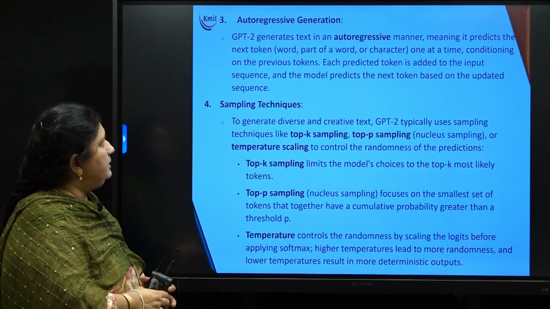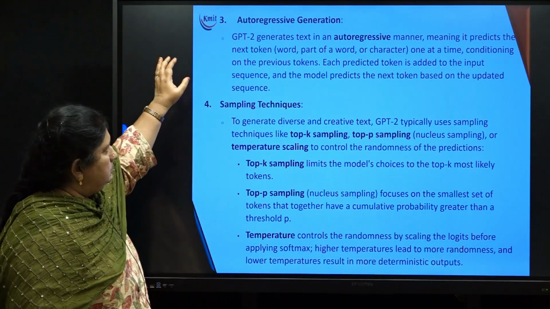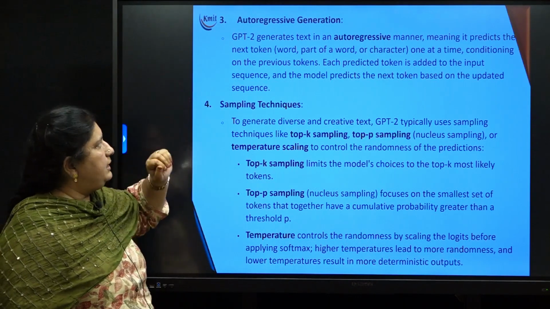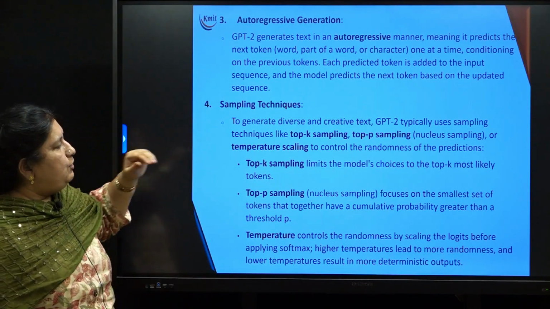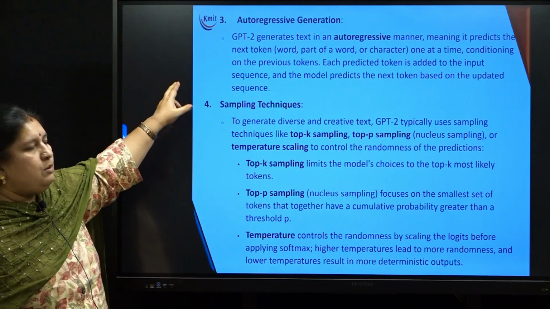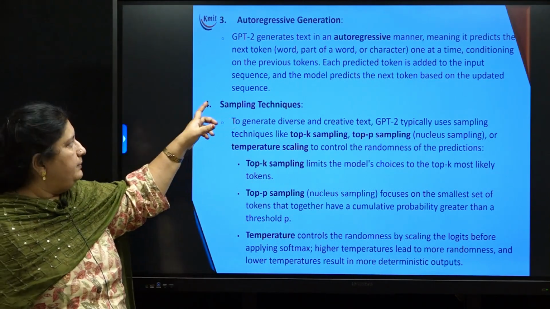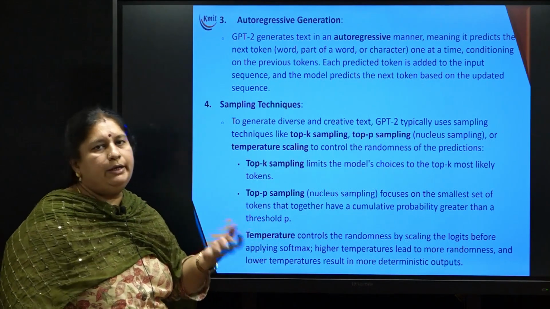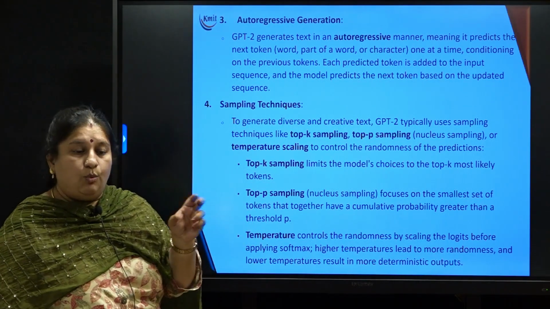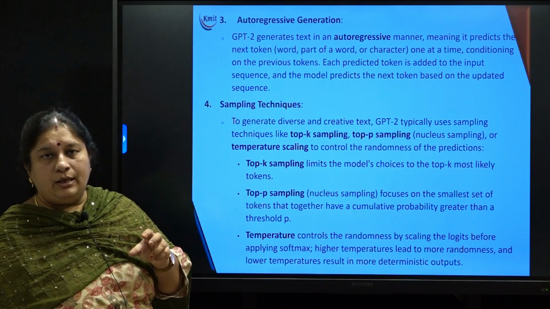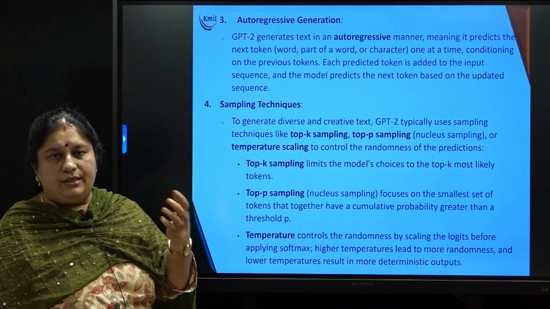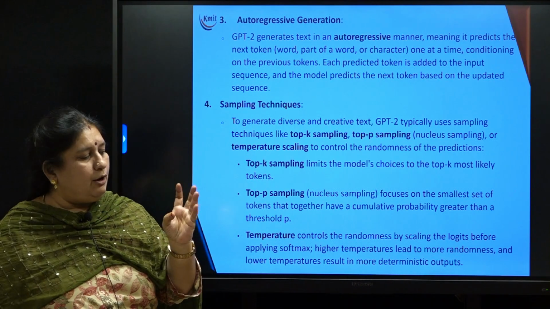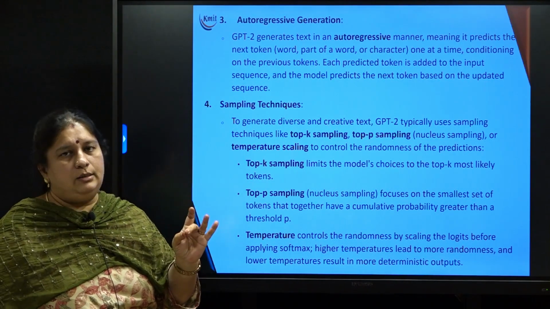What is autoregressive generation? It generates the text in an autoregressive manner. What do you mean by autoregressive manner? It is predicting what could be the next possible token. It could be a word, subword, or part of a word, or it could be the next character. So we have to decide the granularity of the token, whether we are going for word generation, or part of the word, or a single character.